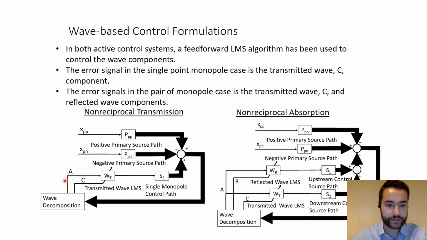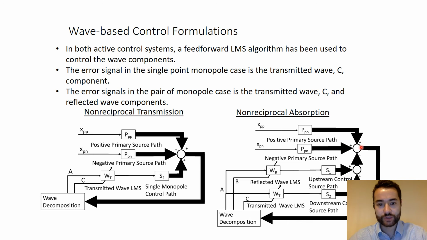And then we take the positive travelling wave A and the transmitted wave C, and this goes into the transmitted wave LMS algorithm, which calculates the optimal control source voltage in order to drive this single monopole control source to minimize the transmitted wave.